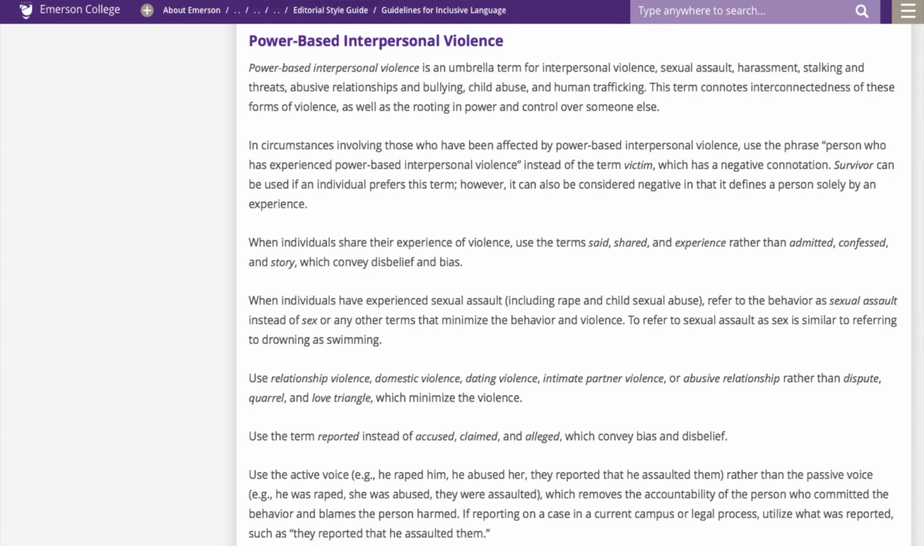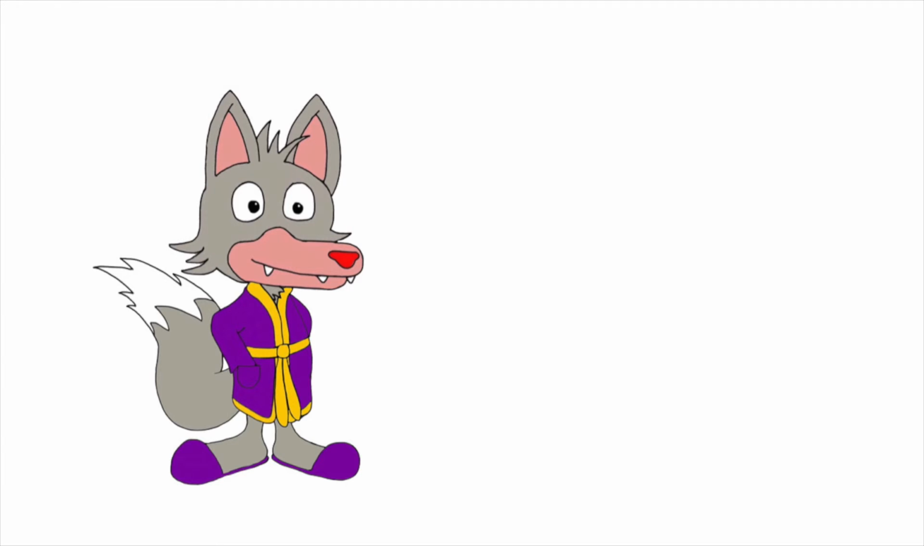Use relationship violence, domestic violence, dating violence, intimate partner violence, or abusive relationship, rather than dispute, quarrel, and love triangle, which minimalise violence. Well, it depends on whether the issue is actually violence or not, doesn't it? Calling your girlfriend a bitch isn't very nice, but it's not violence, as I've heard some people refer to it. This shit's a bit too vague for me.